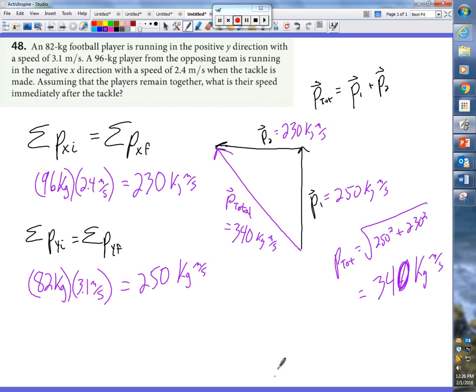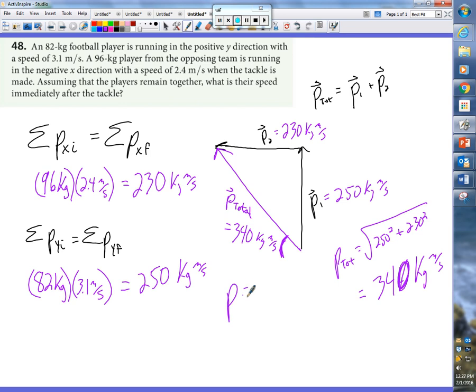So that momentum is going to be going at some angle this way, and they don't even ask for the angle, but we can certainly solve for it if we wanted to. 340 kilogram meters per second. So that's the momentum of this big heap of football players. But we still don't have the velocity. What's the last thing we have to do once we have the final momentum to then find the velocity? Exactly right. Divide by the total mass.